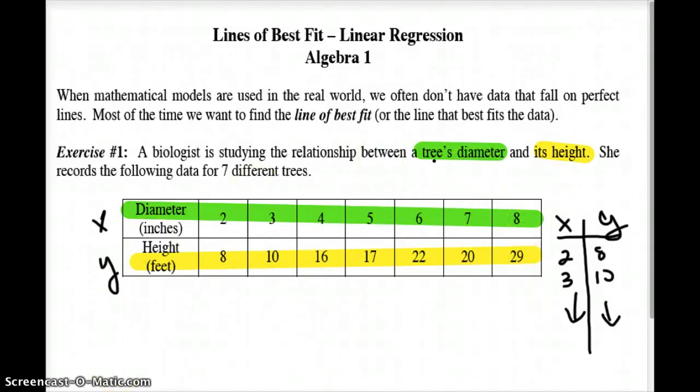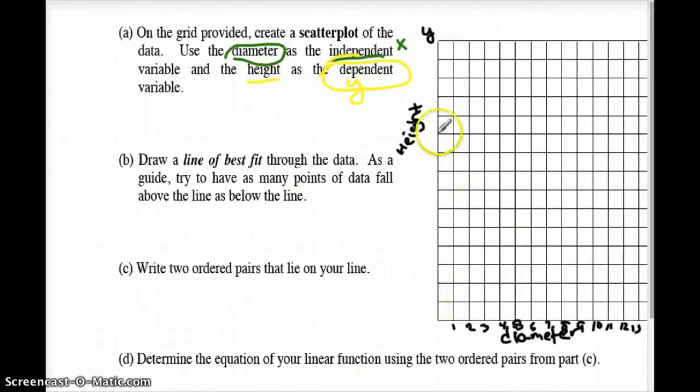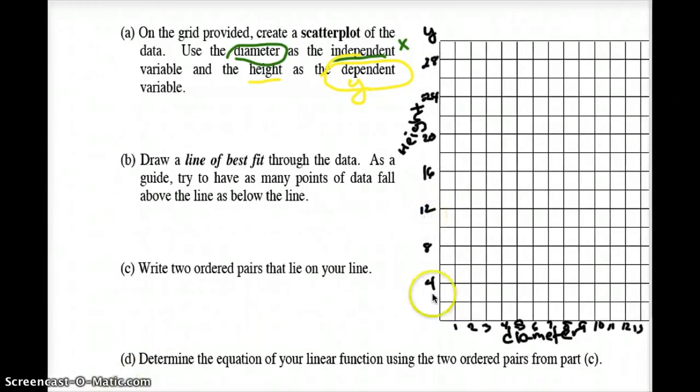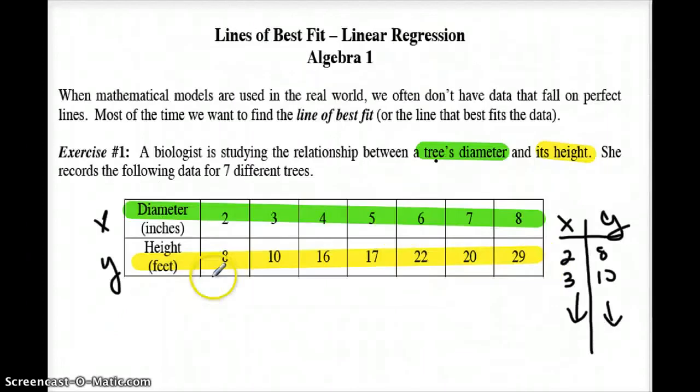Well, let's look at the graph. We're not going to make it up to 29 by ones, so we're going to have to go by 2. So this would be 2, this would be 4, 6, 8, 10, 12, and so on. You can see you go up to 28, and then this would be 29. If you look at your table, your highest height was 29, so how convenient is that? Next thing we're going to do is plot these points.